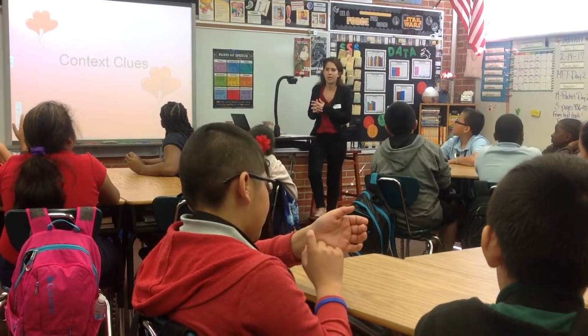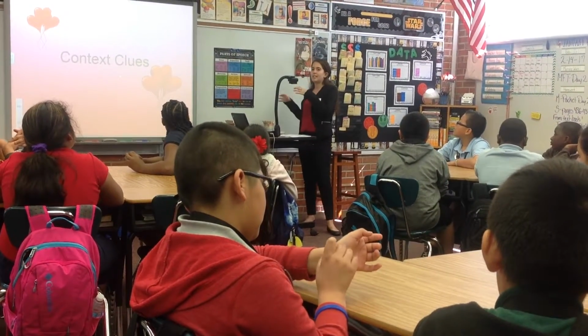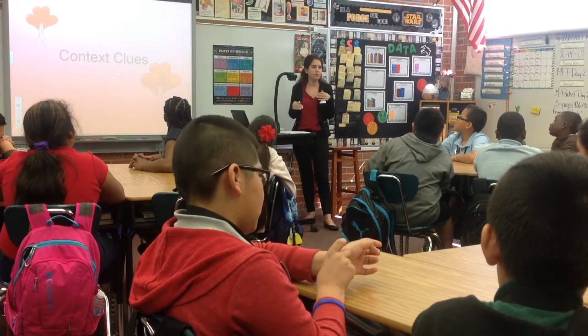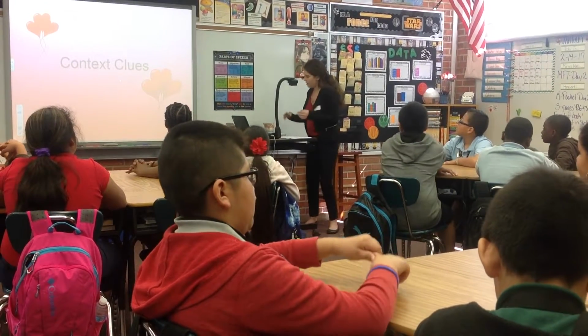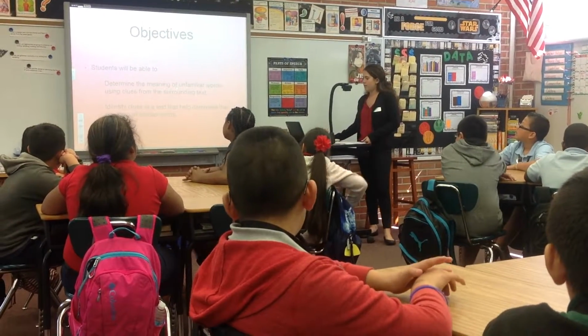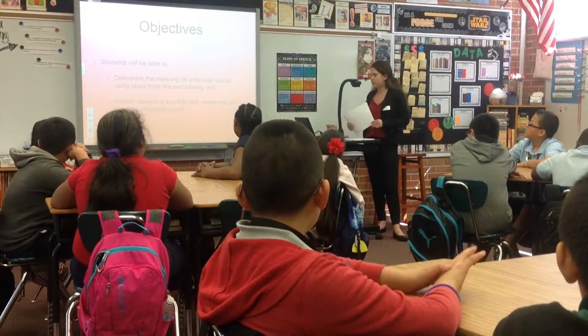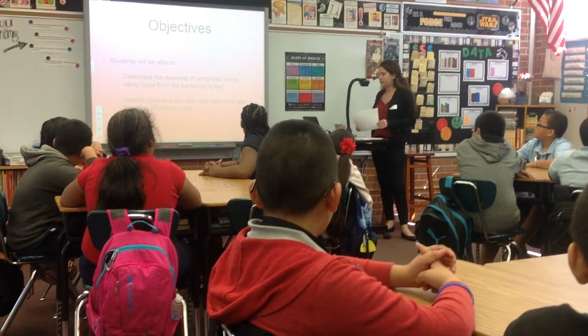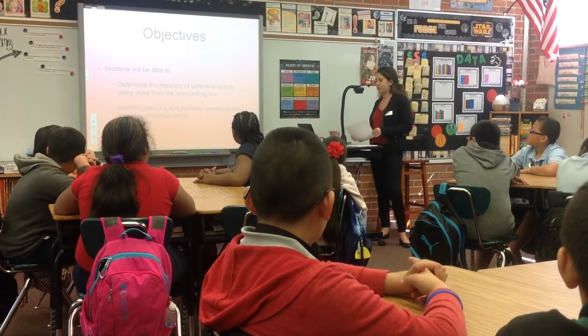So if you see a word that you're unfamiliar with, usually the sentence it's in, or the sentence before or after, will give you a hint as to what that word means. So, your objectives today are that you're going to determine the meaning of unfamiliar words using clues from the surrounding text and identify clues in a text that help determine the meaning of certain words.